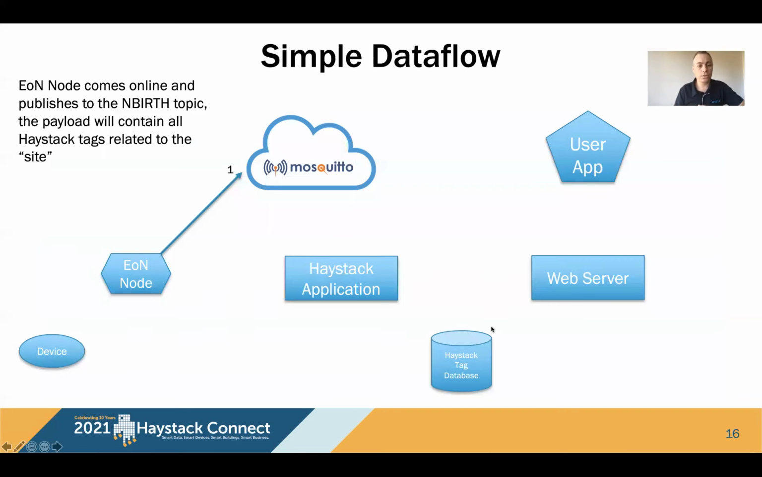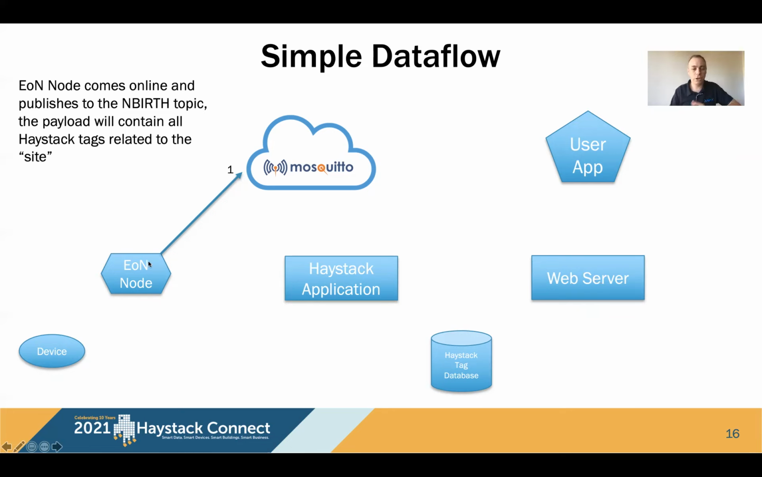So let's walk through a simple data flow of how this might work in practice. And so here on my screen, here in the presentation, we have a number of the key components. I've defined an edge of network node. I have a device. I have my broker. I have an application that I've written or that we've defined as our Haystack application. Right at the back behind all of this, we have a Haystack tag database. And then we have the user aspect of this, which might be a web server serving up a user application to consume all of this data.